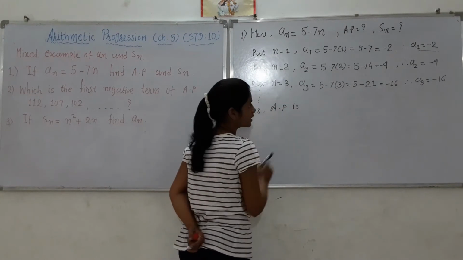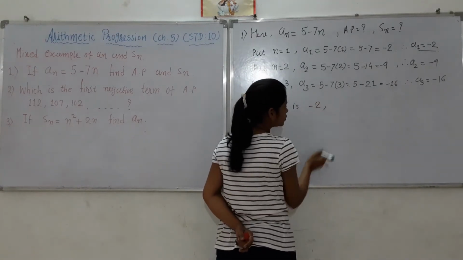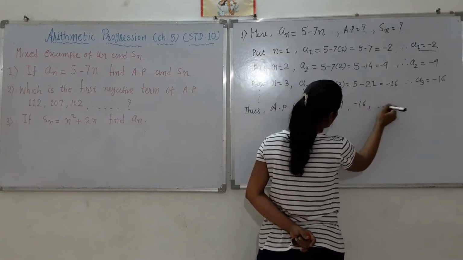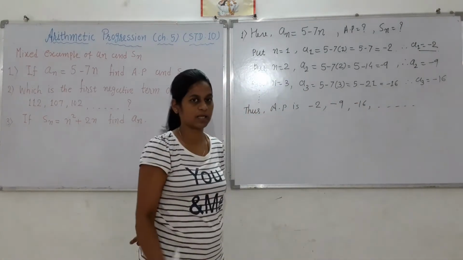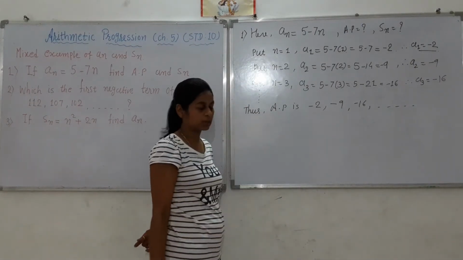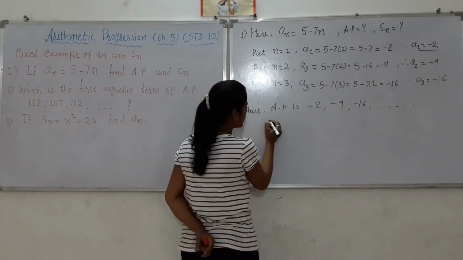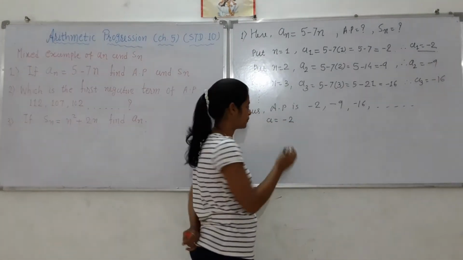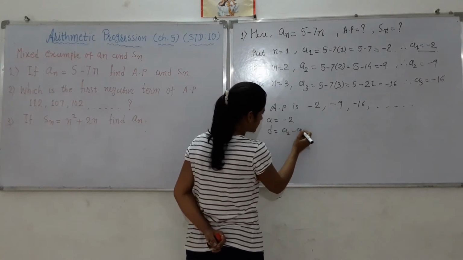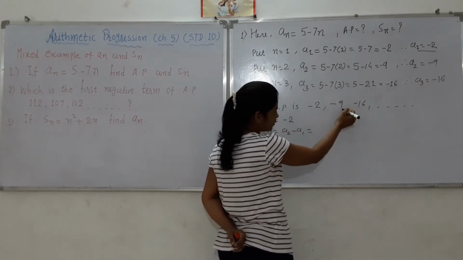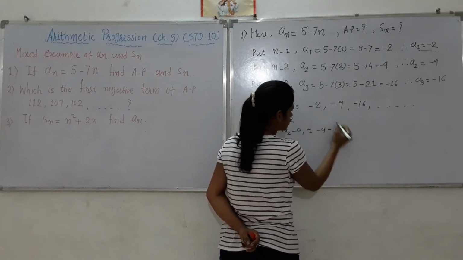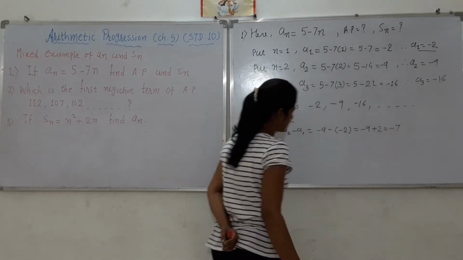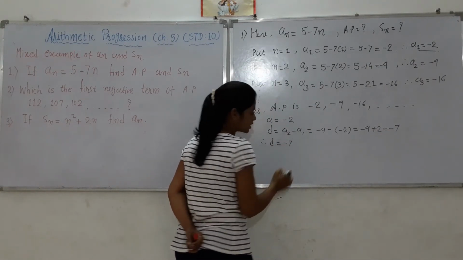Thus the arithmetic progression is: first term is minus 2, second term is minus 9, third term is minus 16, dot dot dot. So this is your arithmetic progression. By using this arithmetic progression, you should write here a is equal to minus 2. That means a is your first term. d is a2 minus a1. That means what is your a2 here? Minus 9, minus of minus 2. So you have minus 9 plus 2. That means minus 7. So your d is minus 7.